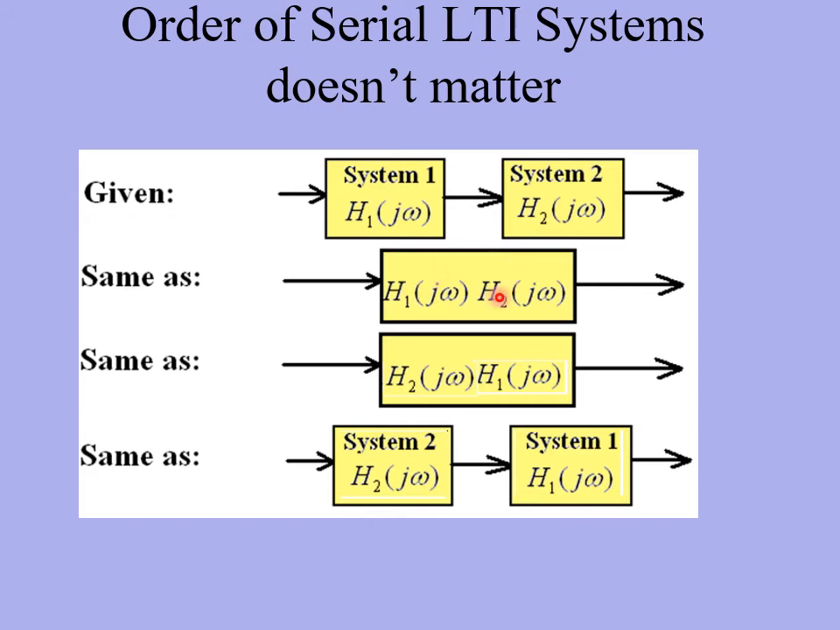So H1 times H2 is the same as H2 times H1, and now we can go in reverse and split these back apart, and therefore we can put system 2 prior to system 1. So what this has just shown is that for systems that are in series like this, or cascade architecture, it doesn't matter which system comes first. You can swap the order of the systems and the overall result is exactly the same.